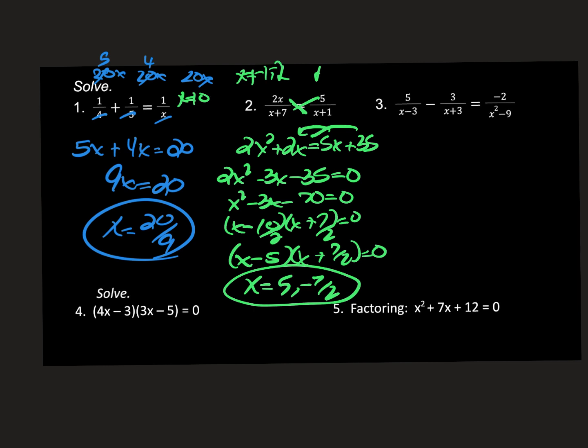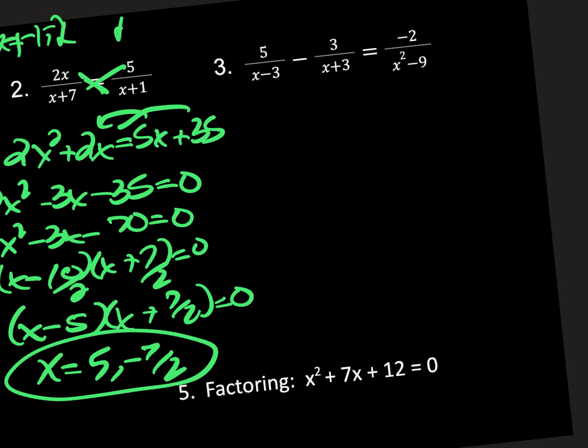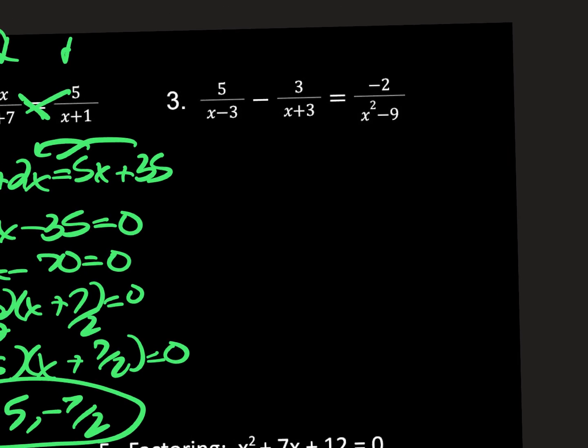One more of these. Let's try number 3. Let me try to make it a little bigger here, get some room. There we go. First thing you do number 3 is factor this denominator, because when I do that, that denominator is the LCD. So I'm multiplying everything times x minus 3, x plus 3. Also, don't forget, x cannot equal either one of the 3s.